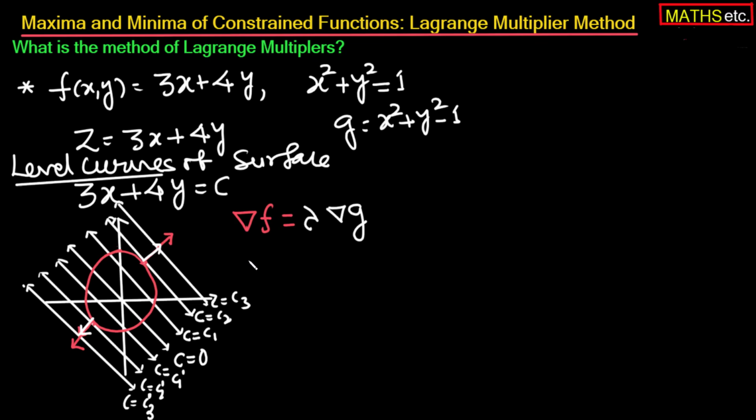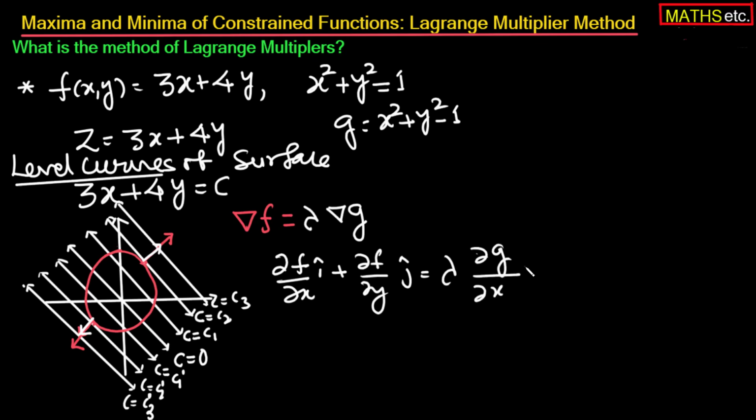At the point of maxima and minima, the gradient of the function is equal to some lambda times the gradient of the function that we obtained from the constraint. This lambda is an unknown parameter, and we call it a Lagrange multiplier. Now if we simplify this equation, we know gradient of f is del f by del x i vector plus del f by del y j vector, equal to lambda times gradient of g, which is del g over del x i vector plus del g over del y j vector.